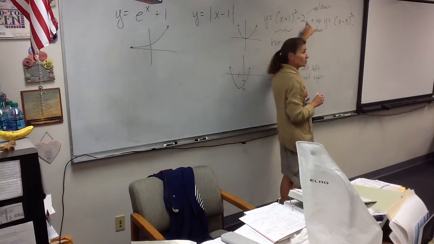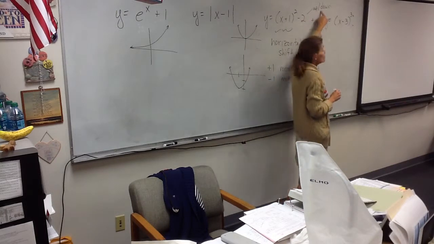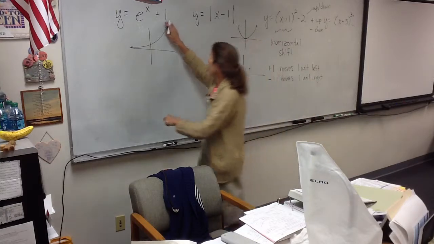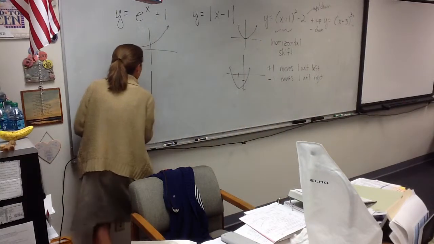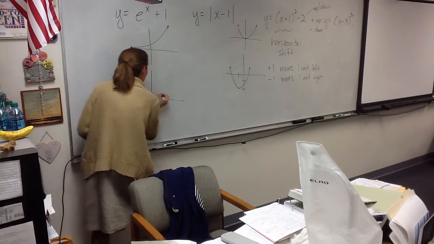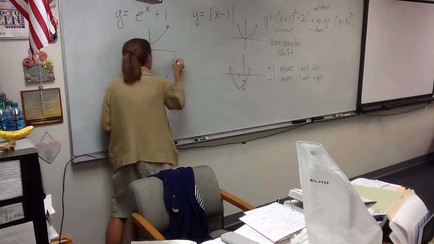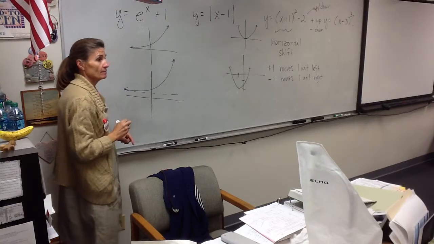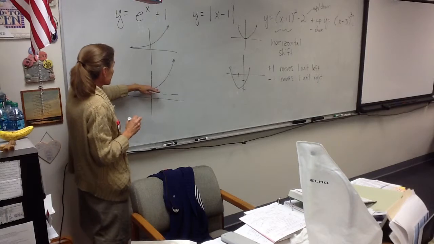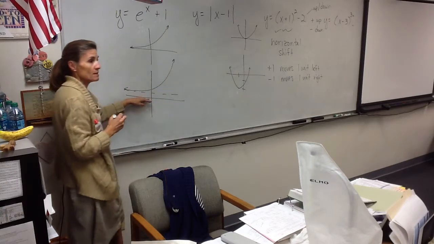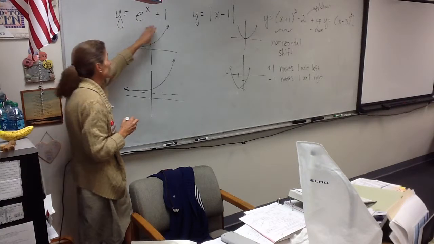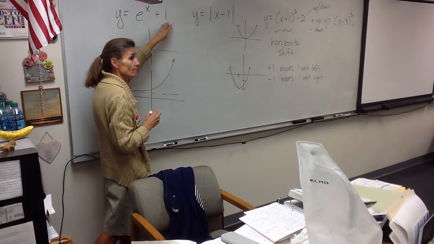And what does a number stuck on the end of the problem do? Moves you up or down. What does a +1 do? It takes this picture and moves you up 1 unit. So now it looks like that. Instead of having this be its asymptote, everything's picked up 1, and this would be the picture. Same picture, just moved up 1 unit.